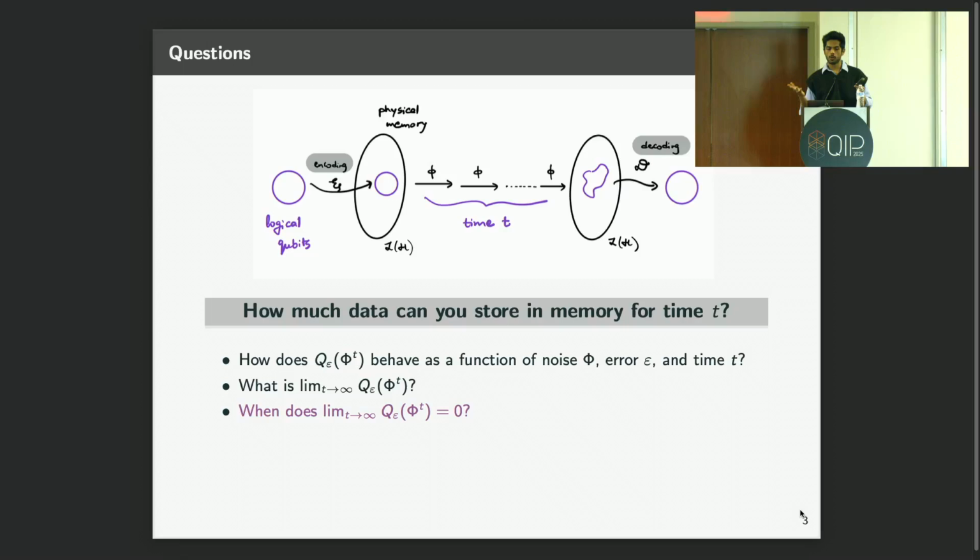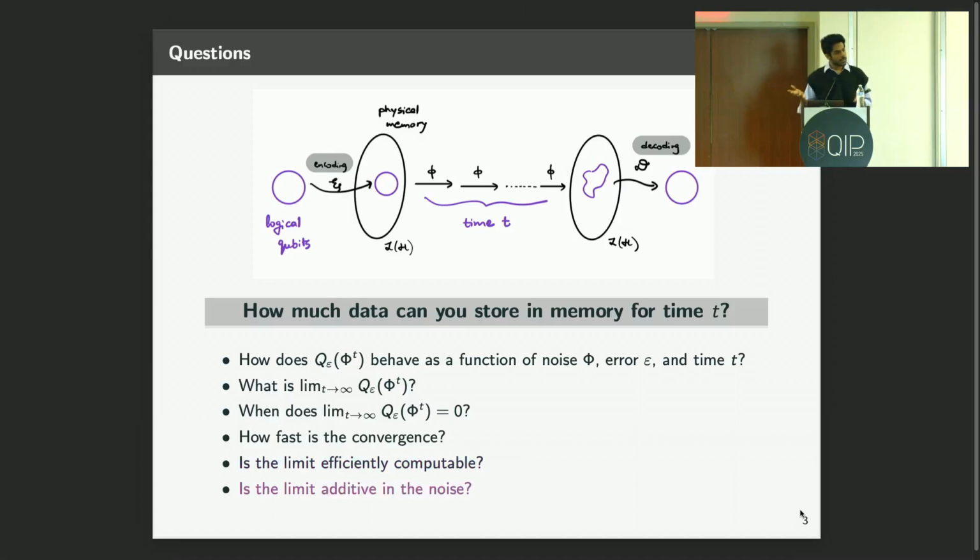For what kind of noisy processes is the noise too severe that it doesn't allow you to store anything essentially for arbitrarily long time? How fast is the convergence? Can you compute this limit efficiently? Is it additive under the noise? Things like that. So this is the basic setup, and these are the questions that we'll try to answer by the end of this talk.